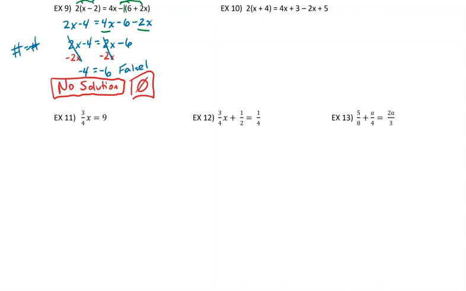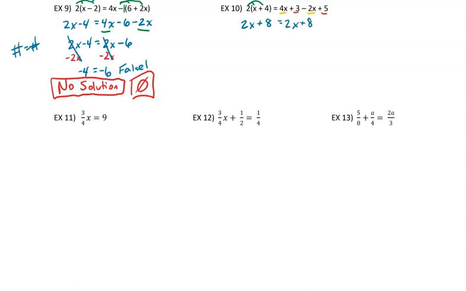All right, so let's try number 10 now. So number 10, again, we can go ahead and start by distributing. So we got 2x plus 8 equals, and on the right side, we can already see that there's going to be some like terms there. So I will go ahead and combine those. So we got 4x minus 2x is 2x. 3 plus 5 is 8.